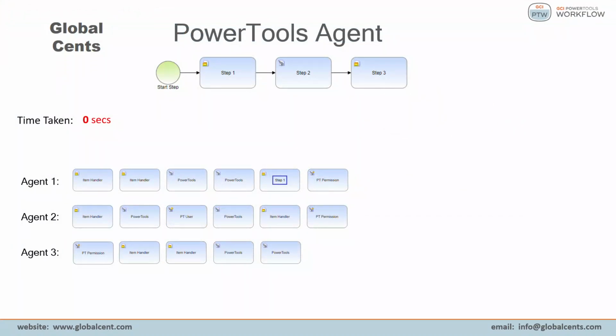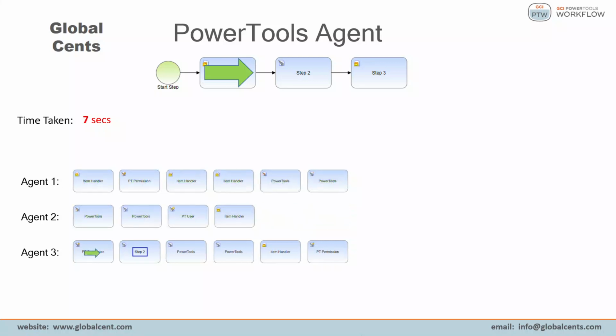Using our previous example workflow, we'll see how PowerTools agents gives improved performance when processing workflow steps. We have 3 PowerTools agents configured with a limit to the number of steps each will pick up to process. Agent 3 has completed all its steps, so goes to look for more. Agents 1 and 2 have completed their steps, so go to look for more. The agents then process their steps. This is repeated until all steps are found and processed.